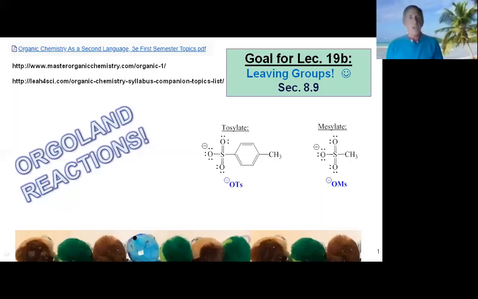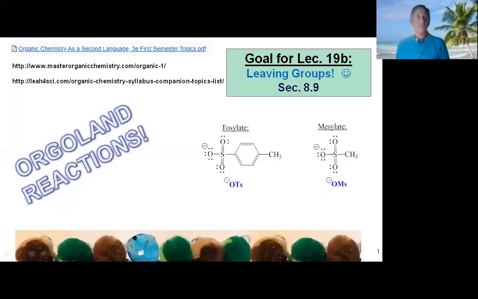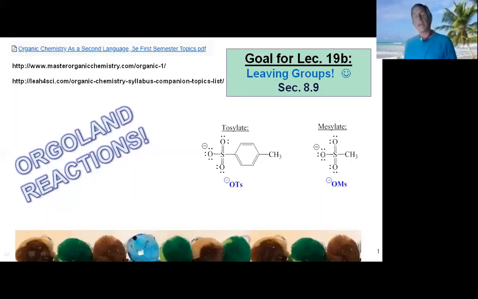All right, let's get busy on leaving groups today, because let's do a little wag to get our organic land reactions going. And these tosylates and mesylates that I've shown you on the screen, these are going to become leaving groups very soon. And very important leaving groups. So I thought I'd just start out by putting them way out there. They're really ugly and messy. We'll come back to them in just a second.